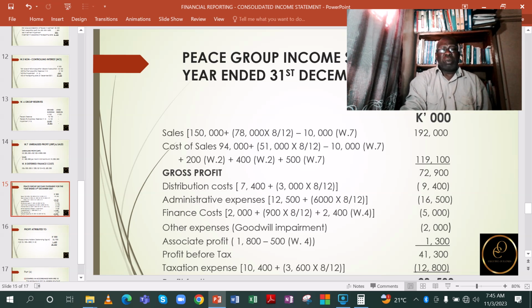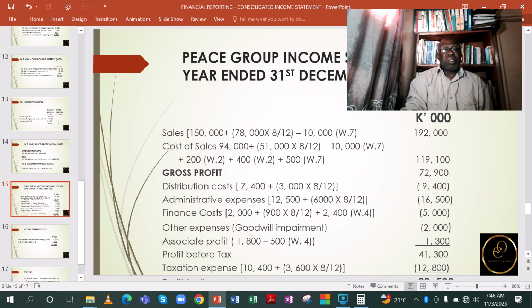So we remove it from the sales. Meaning that, in terms of a group, Piece did not sell goods worth 10 million to Stable. Okay, so you cross it out from the sales revenue of Piece. That's why we are subtracting 10 million here. Okay, so we end up having 192 million kwacha as group sales.